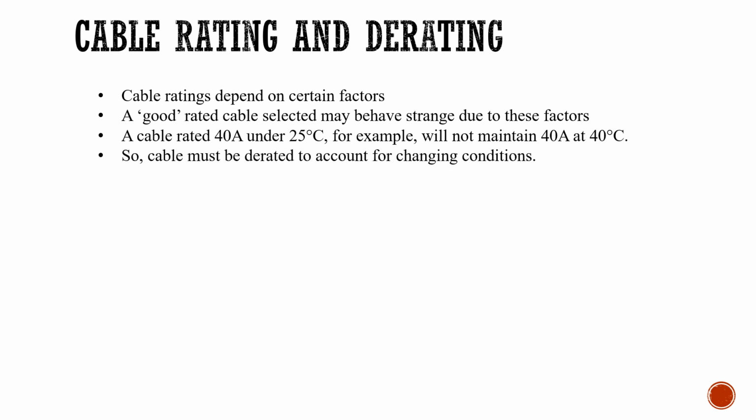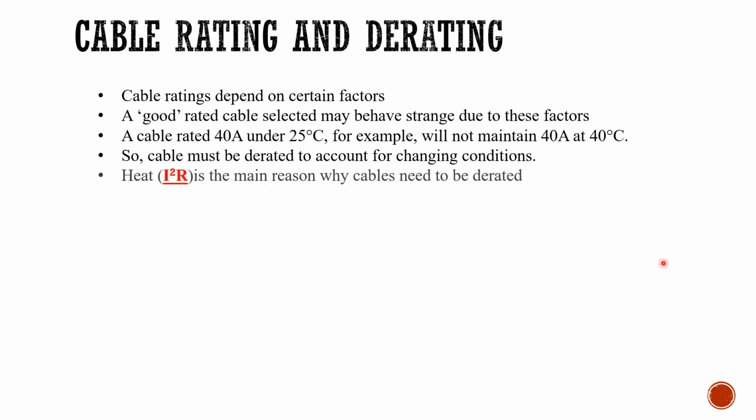So cables must be derated to account for the changing conditions. If you have a cable rating, when the condition changes, you have to apply those changes in the condition to see if the rating will be changed. Will it be operated or derated?